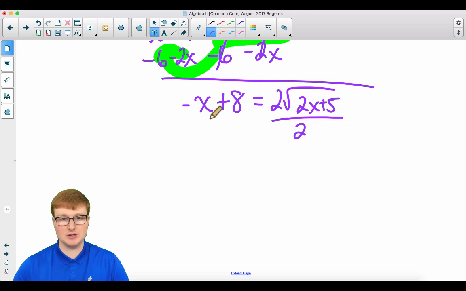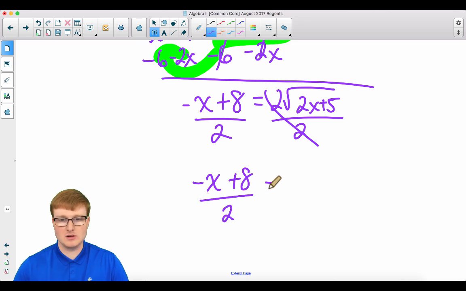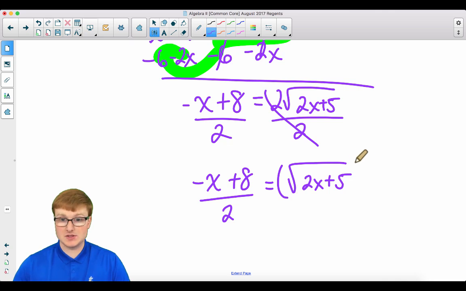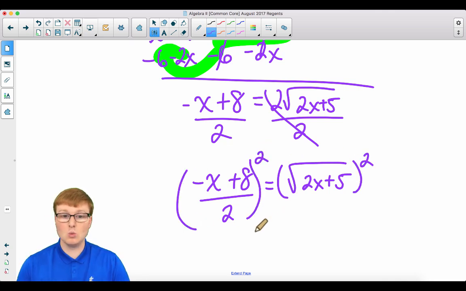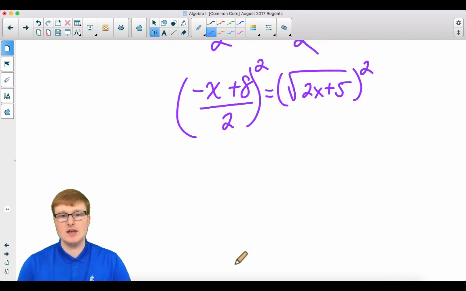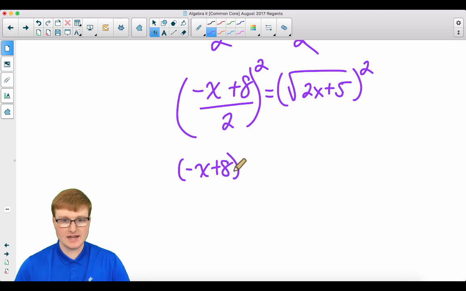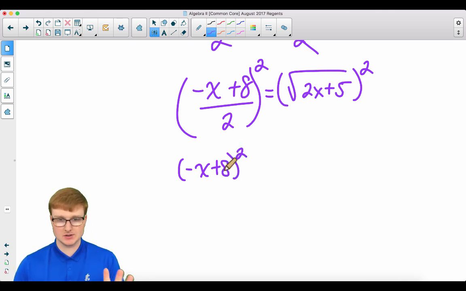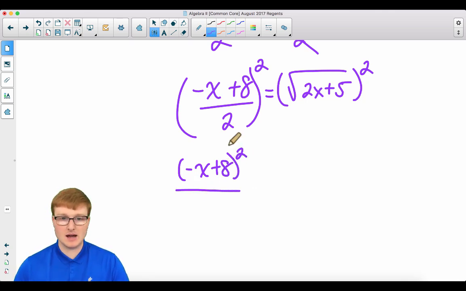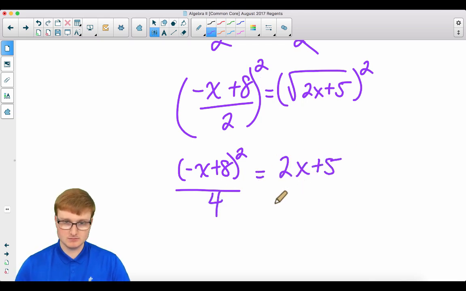Now we're going to divide by that 2. Again, a little bit messy, but that's okay. So you have negative x plus 8, divided by 2, equals the square root of 2x plus 5. Now we're going to square both sides. Okay, this could get a little messy, but we can do it. Once we square both sides, the top becomes negative x plus 8 squared. Leave it as is. Don't touch it. Divided by 2 squared, which is 4. That's equal to 2x plus 5.